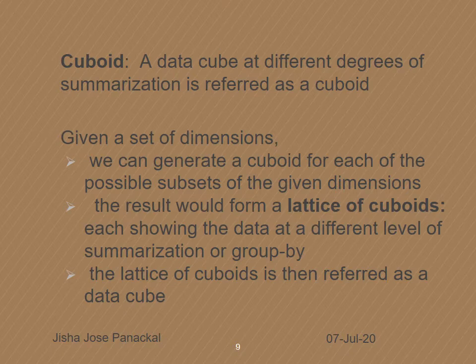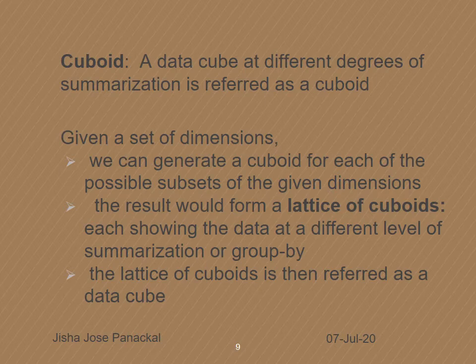We will see with an example, but before that, we will see some points. Given a set of dimensions, we can generate a cuboid for each of the possible subsets of the given dimensions. For example, we have 4 dimensions. We can make all possible subsets of that, for example, subsets of 3 dimensions, or subsets of 2 dimensions, or subsets of 1 dimension. Like that we can generate.